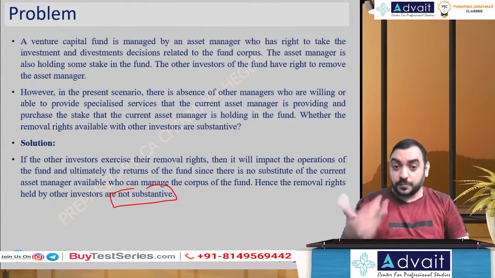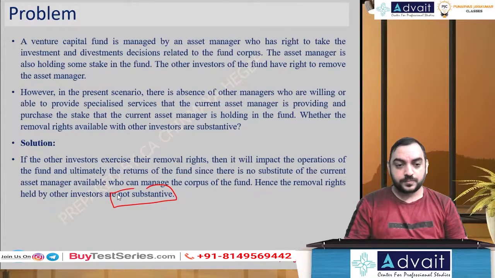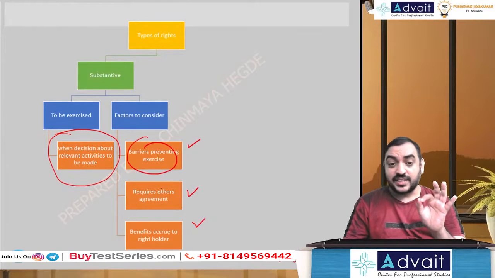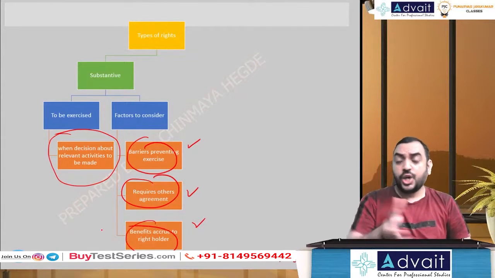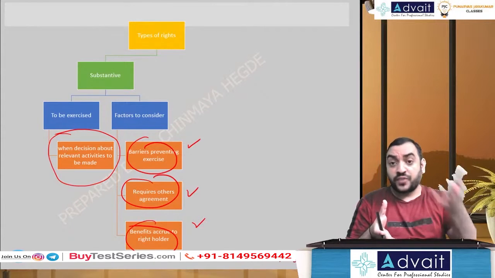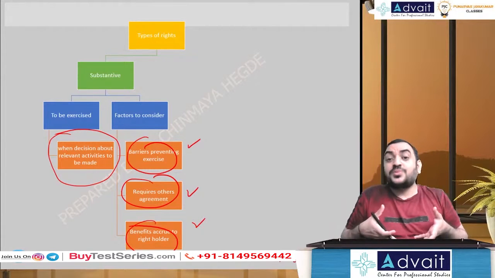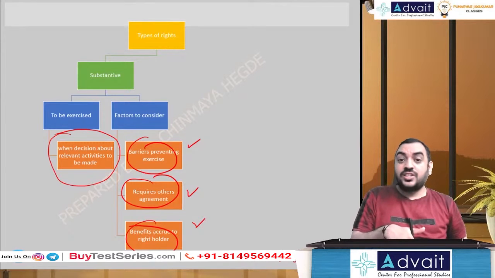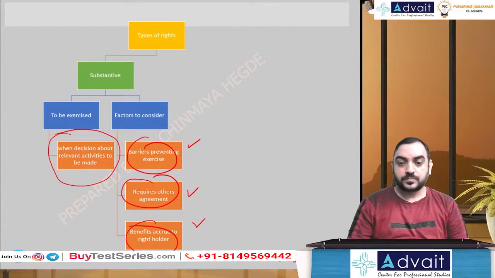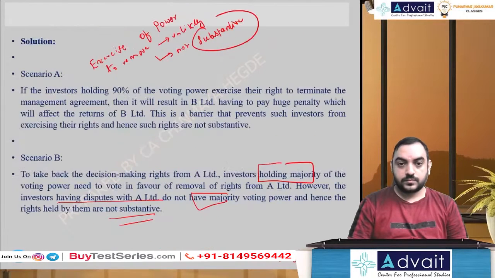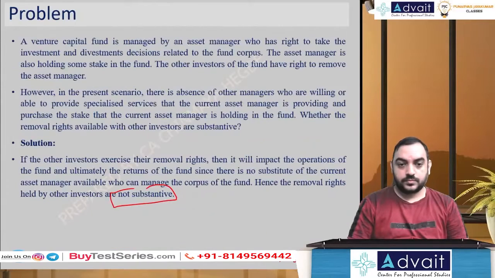You have to consider the factors. Is it possible? I'll just quickly take you through the factors once more. Barriers preventing the exercise: it requires others' agreement. Others also should have a majority approval, and benefits accrue to the right holders. You have a barrier, and you don't have a substitute, because the person who is coming should also offer the service and acquire some holdings, because the current manager has some stake. So the person coming in should do the activity, should manage the fund, and should purchase units from this person. You also need to subscribe to the units, so then you need to have money for that. So no substitutes, barriers are there. So we say that these rights are not substantive.